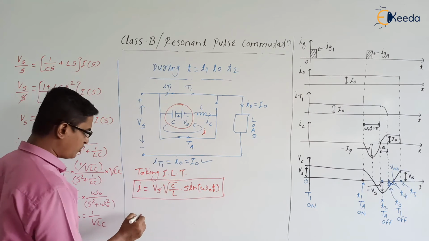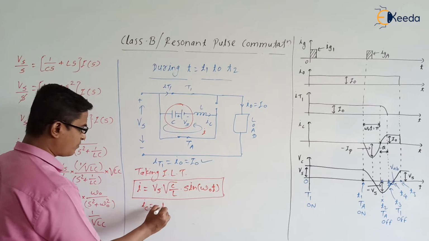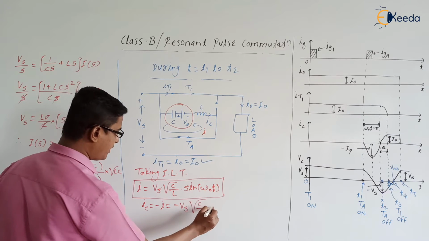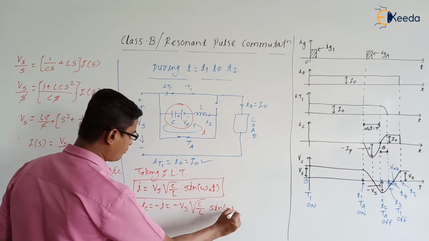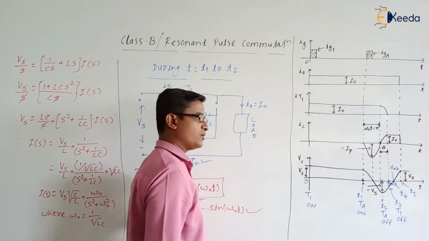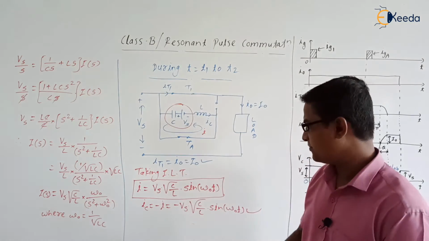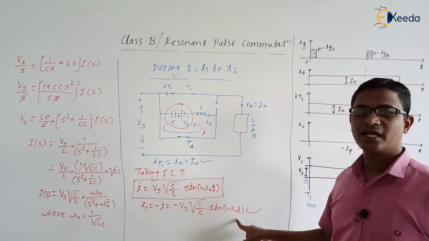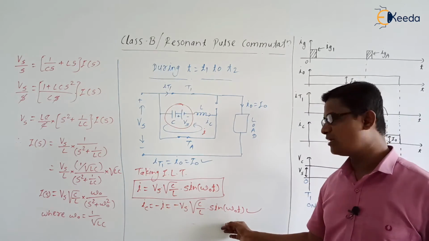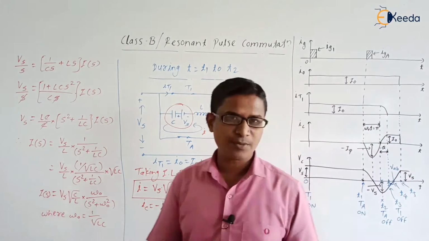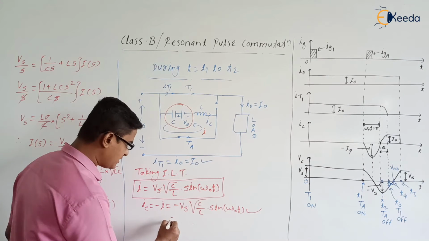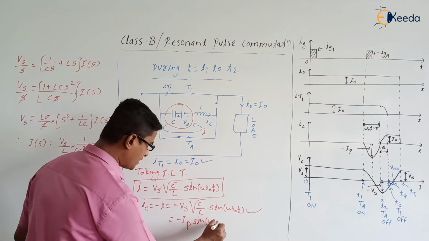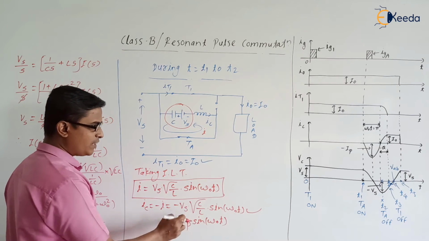But what is I and IC? Both are same. Yes, IC is equal to minus I, so IC is equal to minus Vs into under root C by L into sine of omega 0 t. Very, very important. IC is negative, minus Vs under root C by L into sine of omega 0 t. Means IC is sinusoidal. And what is the peak value? This can be written as IC equals minus I peak into sine of omega 0 t, where I peak is Vs under root C by L.